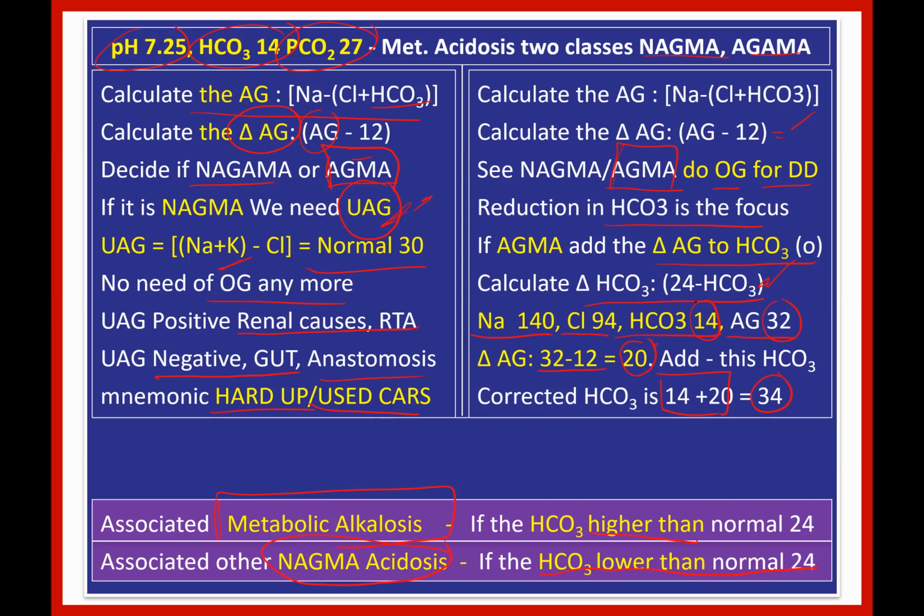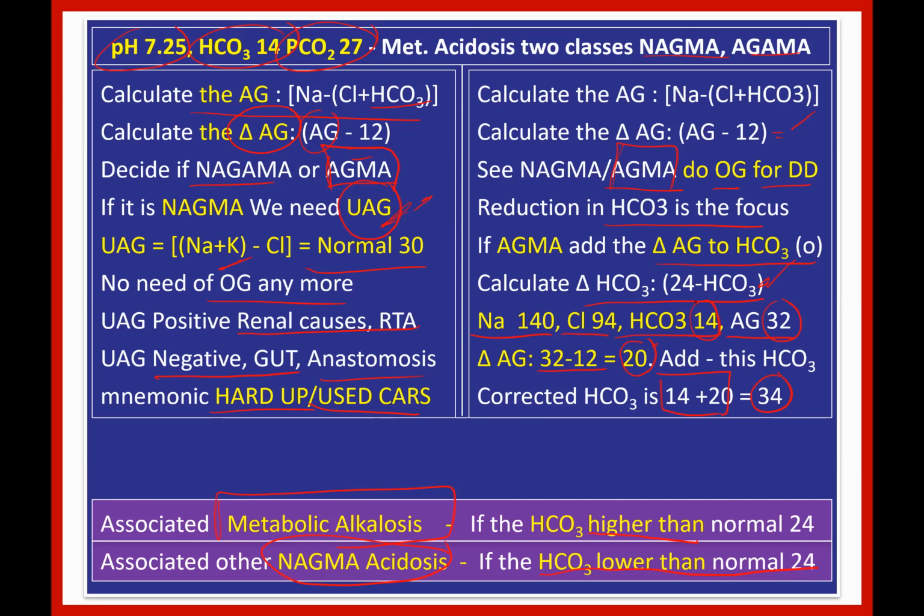The corrected bicarbonate of 34 is higher than the normal value of 24. If the bicarbonate is higher, there is excess alkali in the body, which means metabolic alkalosis. If the corrected bicarbonate is lower than 24, that means alkali is reduced, which means there is an associated metabolic acidosis. Already we are seeing AGMA here, so the associated acidosis will be non-anion gap acidosis. Then of course you do the urine anion gap again and find out what is the cause of the NAGMA.